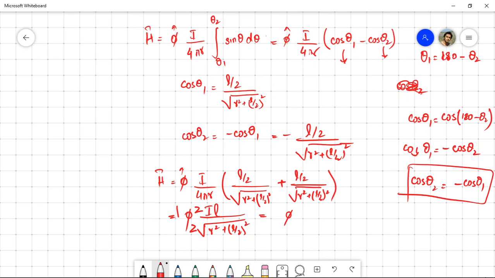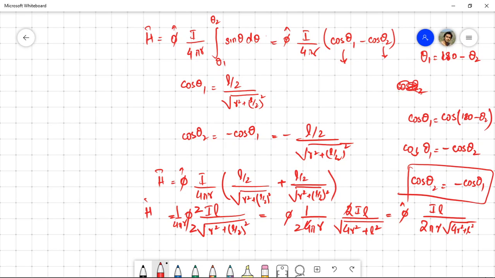So there is 1 over 4 pi r. Okay, so 1 over 4 pi r, times 2 IL. We will bring this 2 into the square root, so this is 4r square plus L square. I hope you understand what's happening here. This 2 will be cancelled in this way. So phi hat IL over 2 pi r under root 4r square plus L square, and this is the value of H.